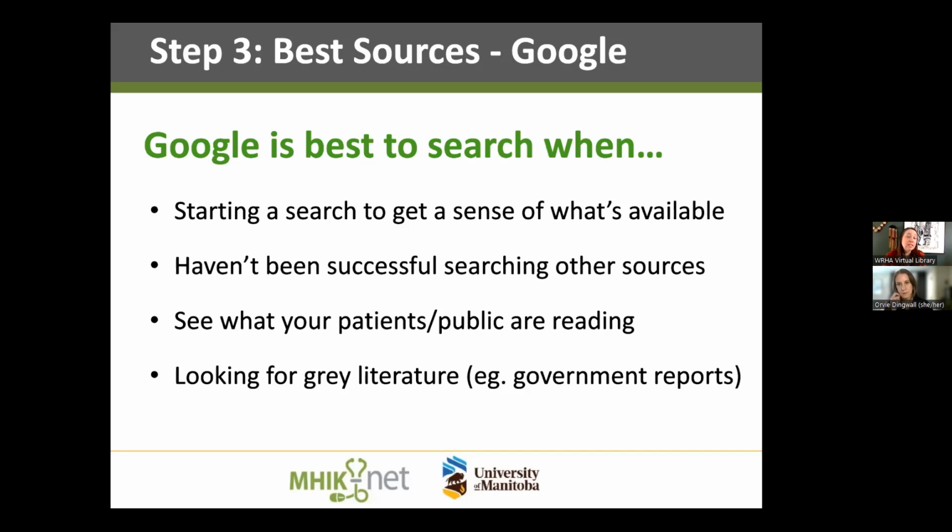If you want to see what your patients are reading or what the general public are reading, you can get that sense from Google. And if you're looking for gray literature, this is what I use Google the most for, documents that haven't been published through those normal channels, maybe they're government documents, maybe they're association reports that are sitting on their website in a PDF, you can find those through a Google search.